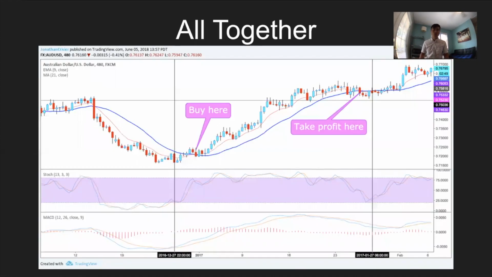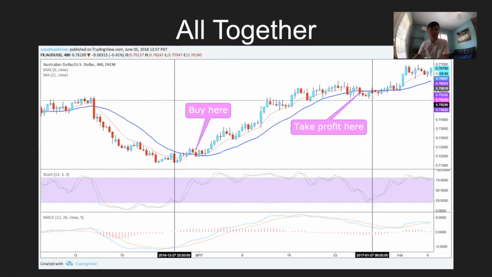So we can see where they all line up, where it says buy here. We can see that the moving averages crossed over. We can see that the MACD crossed over. And we can see right before this crossover happens, the stochastic was way oversold, which told us it was a good time to buy. So the stochastic was first telling us, hey, it might be a good time to buy.